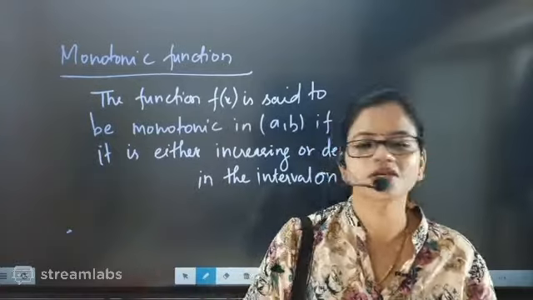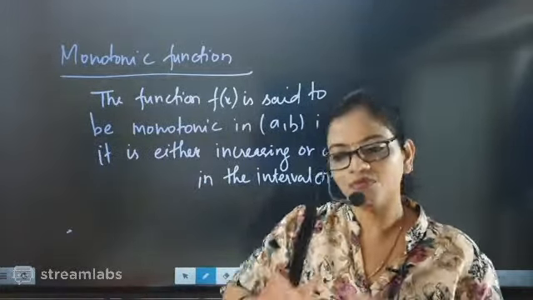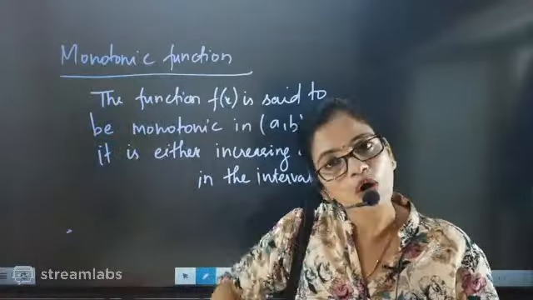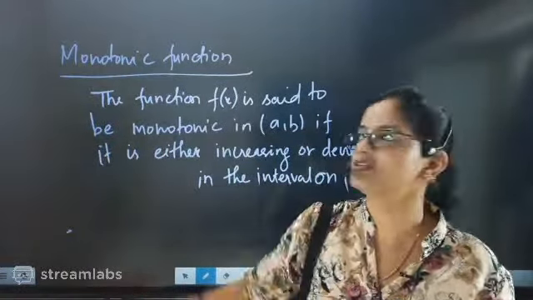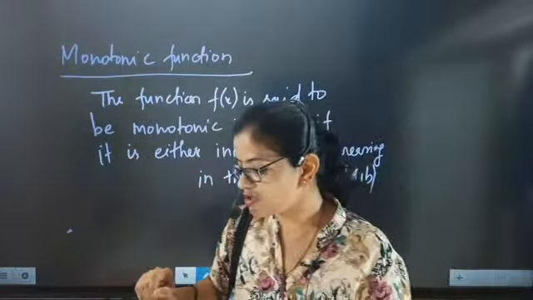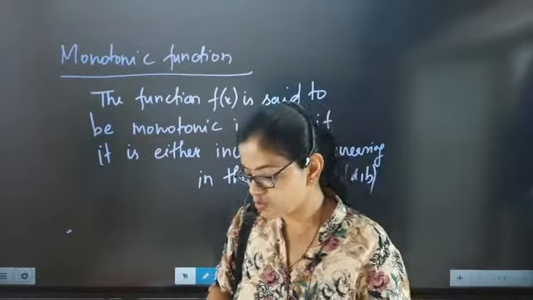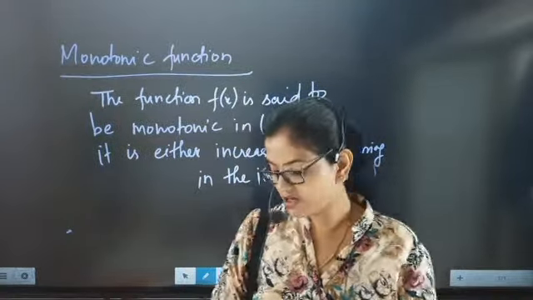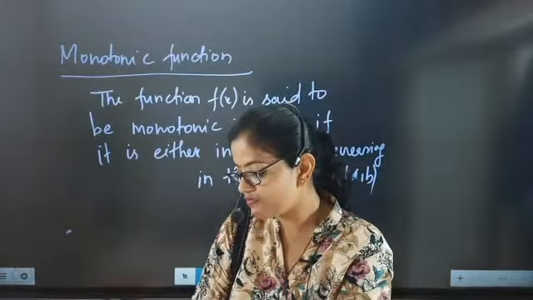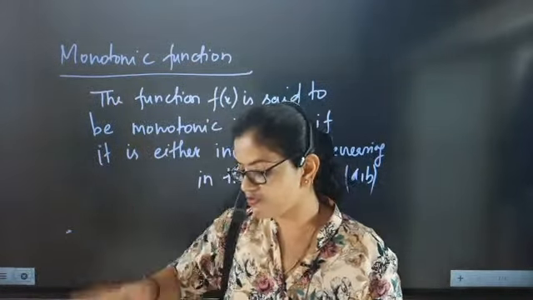So either increasing or decreasing, in both the cases it is called a monotonic function. In both the cases, what word are you using, beta? In both the cases you are using a simple word, that is called monotonic function. I hope you might have understood the meaning of monotonic function now. Come on, quickly tell me, did you understand the meaning of monotonic function, beta?